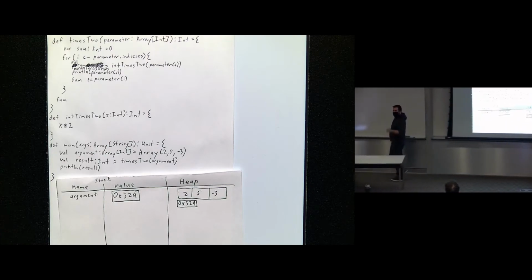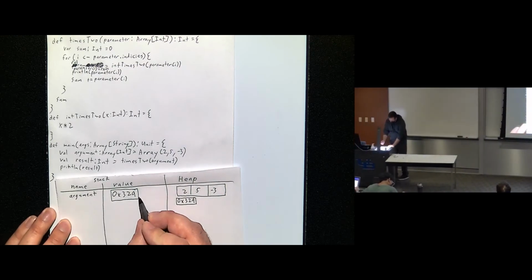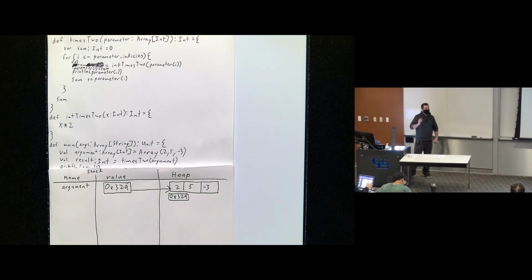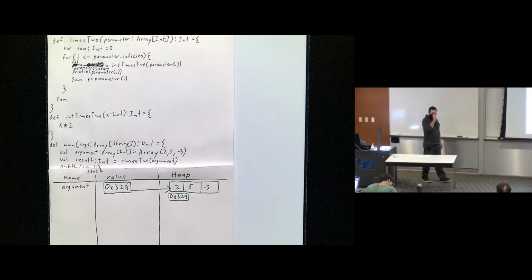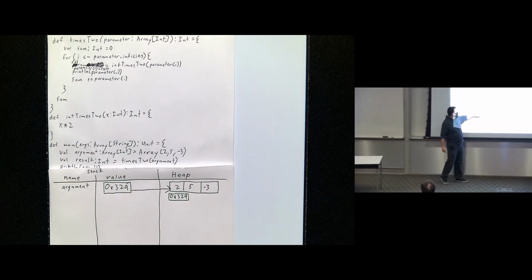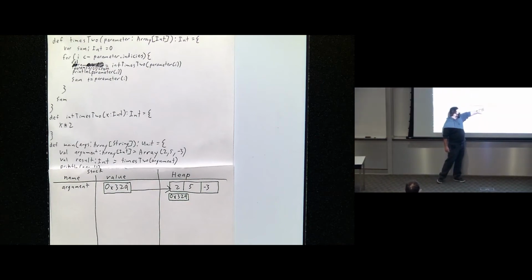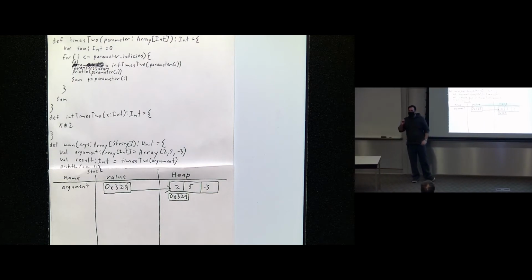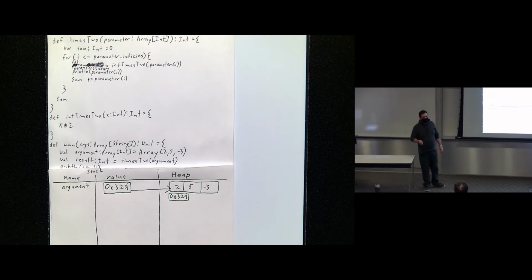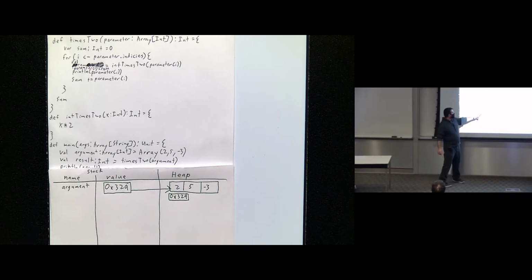But wait, we make it even more clear. We draw an arrow too. Make it absolutely clear that this variable named argument has a reference to this array on the heap. So that variable doesn't store the array. It stores a reference to the array. It stores instructions: this is where you can find that array in memory.